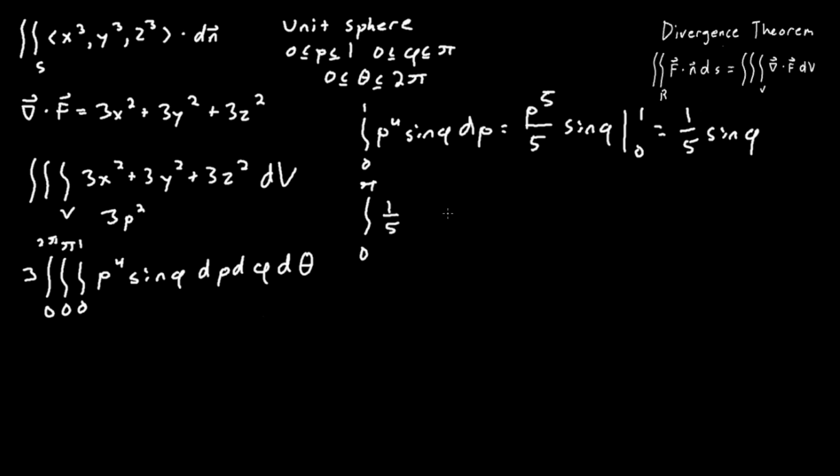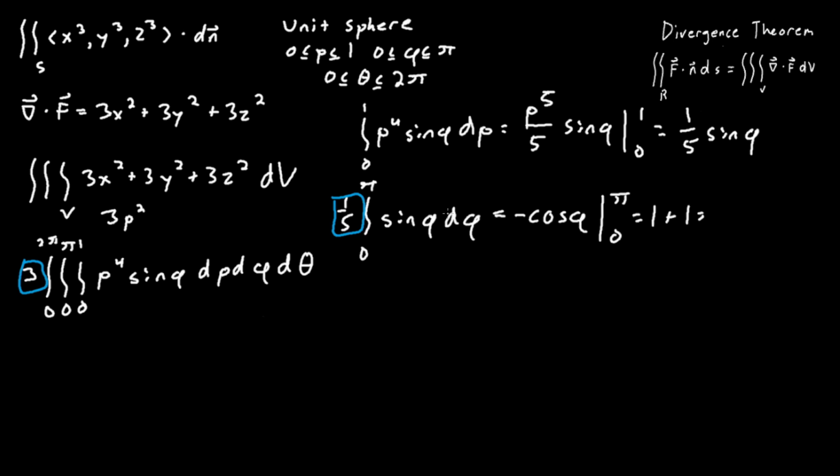Let's factor out the 1/5. Let's save the 3 here. Let's save the 1/5, and then multiply by our end answer. So we have sine of phi d phi. And this is just equal to negative cosine of phi from 0 to pi. And this is just equal to 1 plus 1, which is 2.